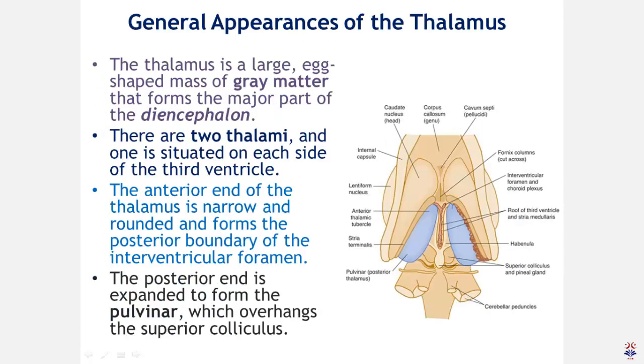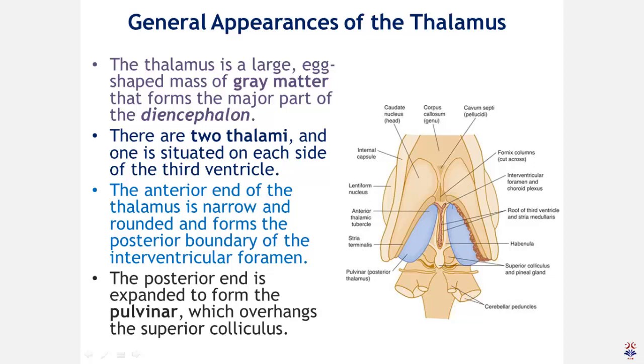Now we see the general appearance of the thalamus. It is a large egg-shaped mass of gray matter that forms the major part of the diencephalon. This is the thalamus, and there are two thalami, one situated on each side of the third ventricle. This is the third ventricle. The anterior end of the thalamus is narrow and rounded and forms the posterior boundary of the interventricular foramen. Here is the interventricular foramen.